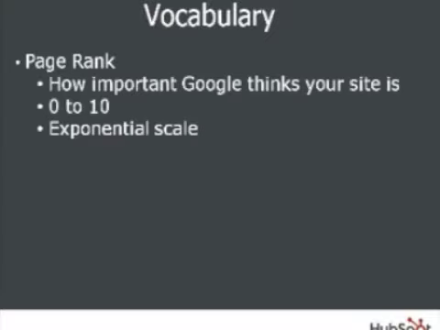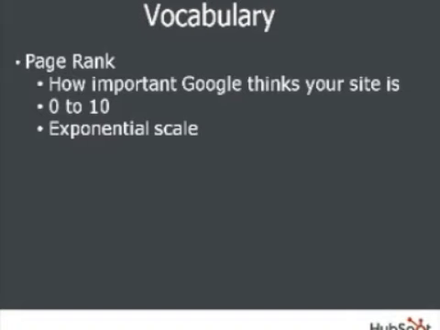Off-page SEO. All right, and again, with this off-page SEO section, there's a little bit of vocabulary to cover as well. The first thing is Google PageRank. So PageRank is essentially a measure of how important Google thinks your site is.